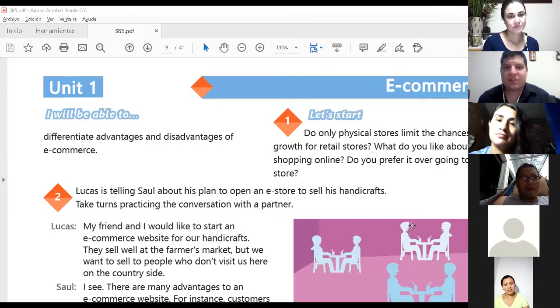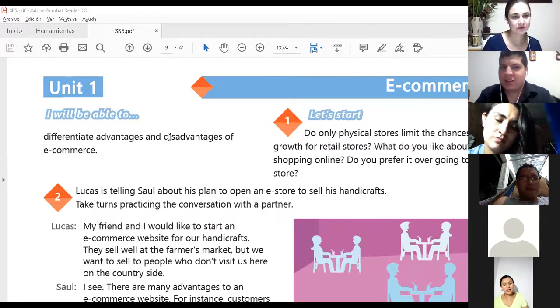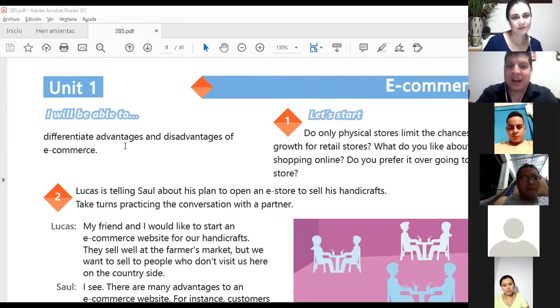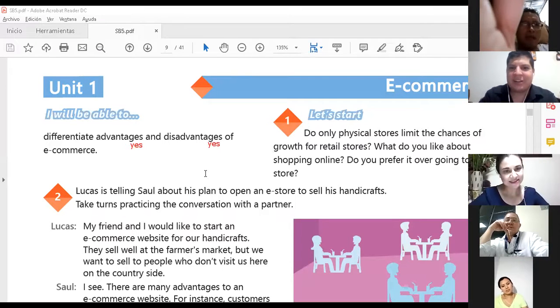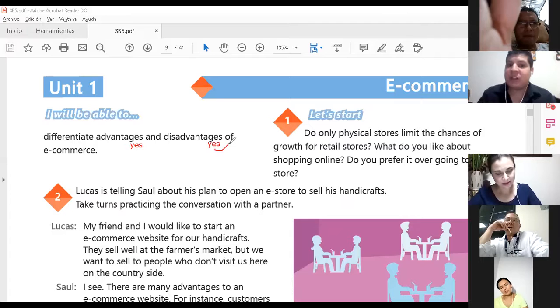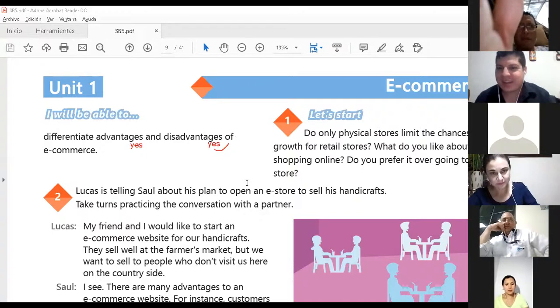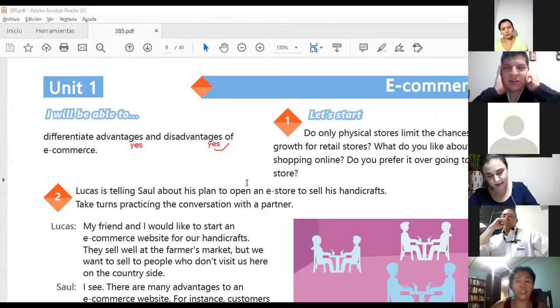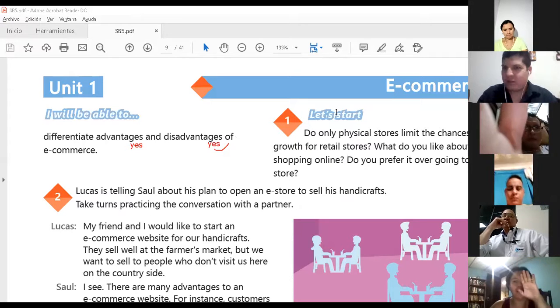Differentiate advantage and disadvantage of e-commerce. Good. Now help me out and say it completely. I will be able to differentiate advantage and disadvantage of e-commerce. Almost there. Advantages. Disadvantages. And here you're gonna link it. Disadvantages of. Altogether. Disadvantages of. Go ahead, Morena. Don't worry about it. The first one is the one that is difficult.